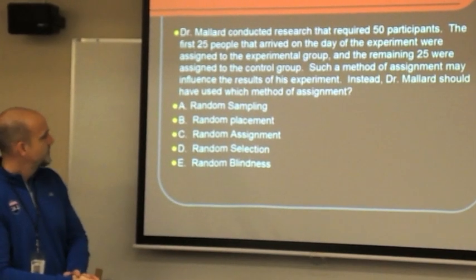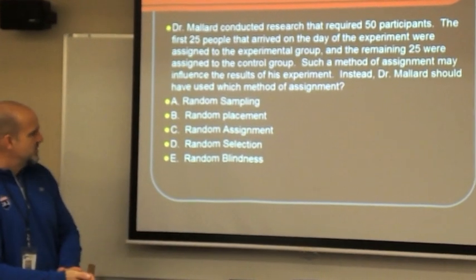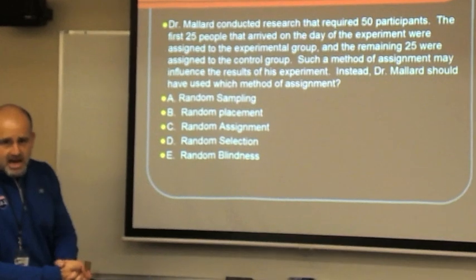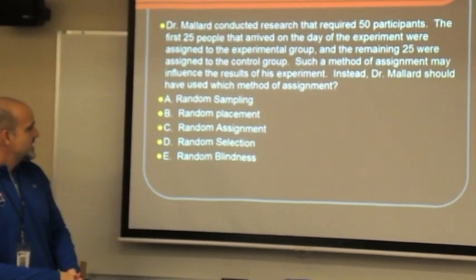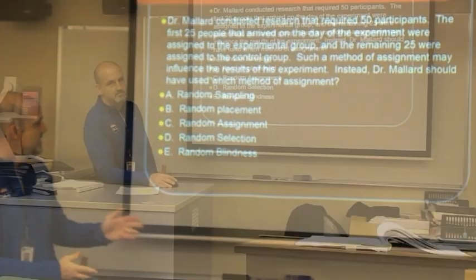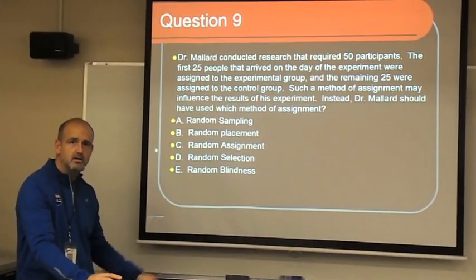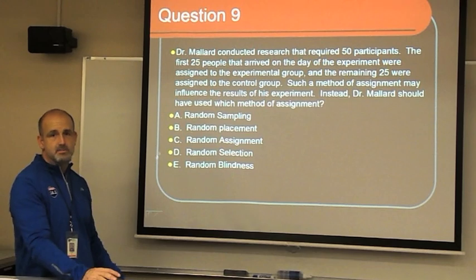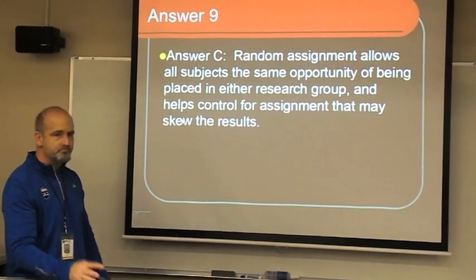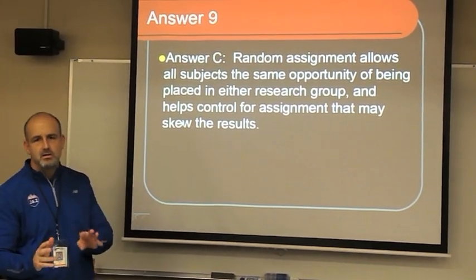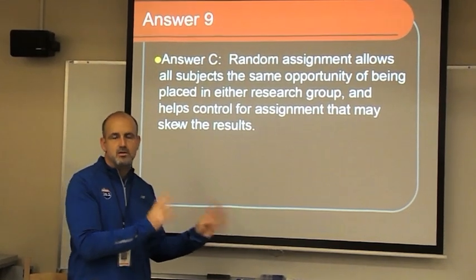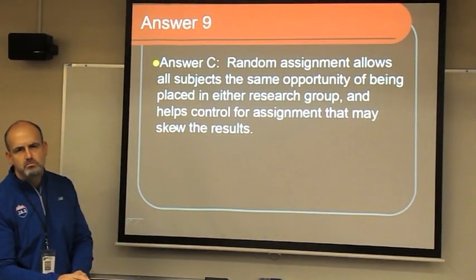A, random sampling. B, random placement. C, random assignment. D, random selection. Or E, random blank. Now to continue, for a short break, if you pick random assignment, letter C, exactly right. Random assignment puts them randomly into either the control group or the experimental group.